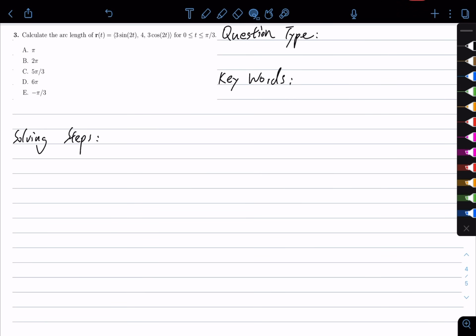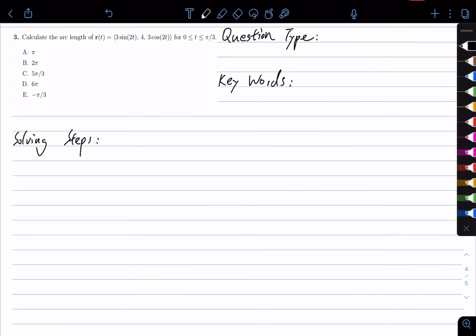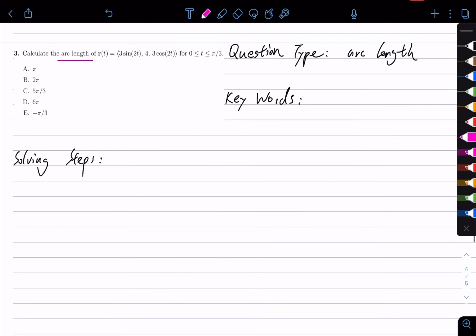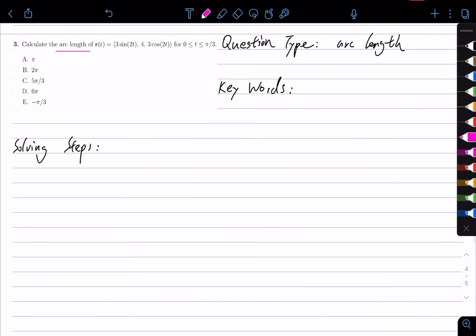Question number 3. Calculate the arc length of R from 0 to pi over 3. Right, so this is obviously an arc length problem. Right, so how do we know that? Well, again, the question choice is very obvious. This is an arc length problem. So the keyword is, again, arc length. Well, another hint that we can figure out is, well, we are given the position vector, right? The parameterized curve, R of t.